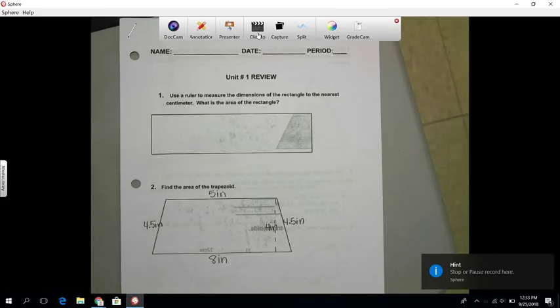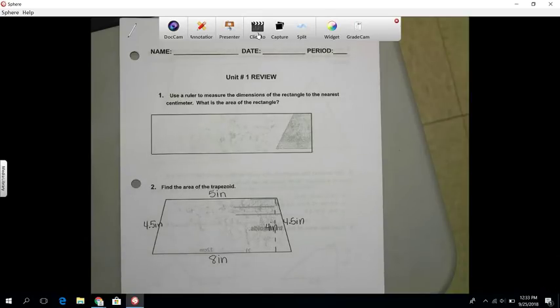All right, we are ready to go over our Unit 1 review. On our Unit 1 review, we will be doing measurement as well as finding the area of a rectangle, parallelogram, triangle, and a trapezoid. So for our review, you will need your star chart, so you will have your measurements.